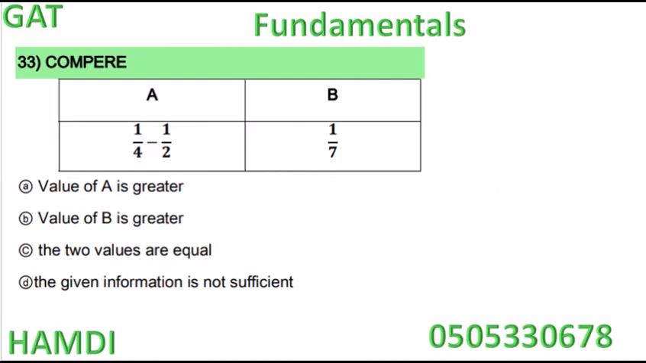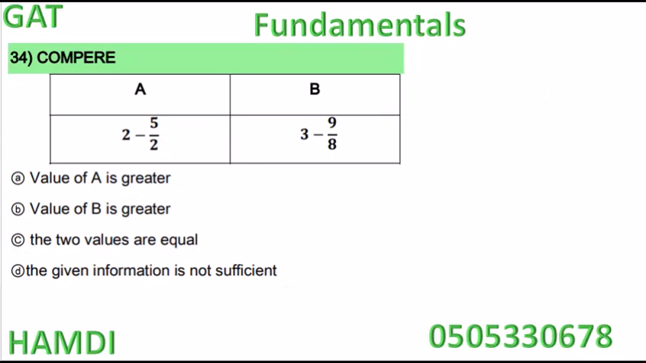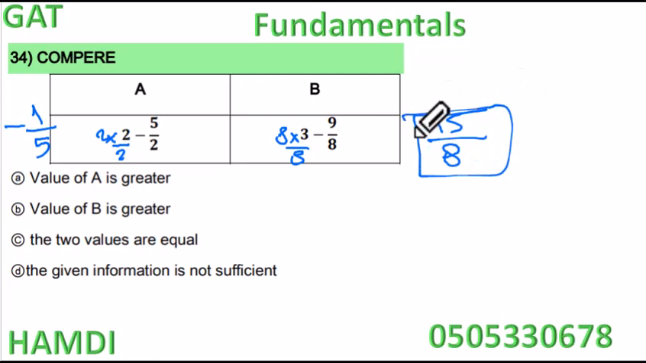In question number 34, 2 minus 5 over 2, and here 3 minus 9 over 8. So we make the same denominator. It will be 2 times 2. 2 times 2 is 4. 4 minus 5 is negative 1 over 2. 3 minus 9 over 8, multiply by 8 over 8. 24 minus 9 will be 15. 15 over 8. So that positive value is greater, and that one is negative, so value B is greater than value A.